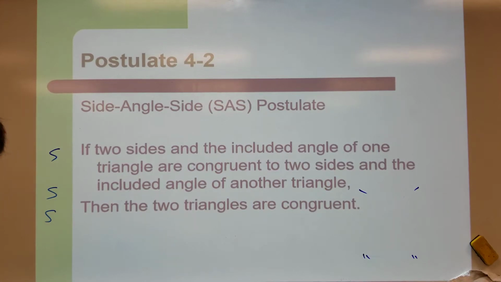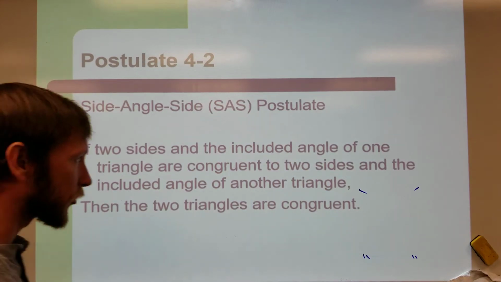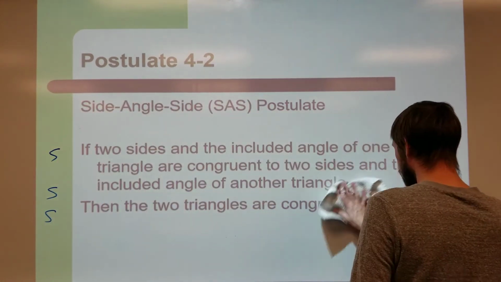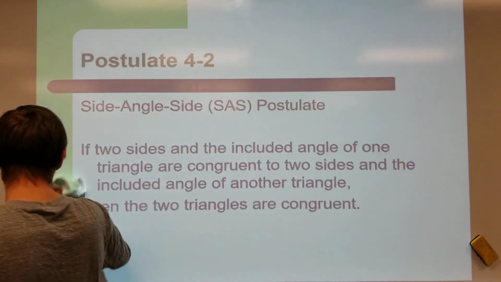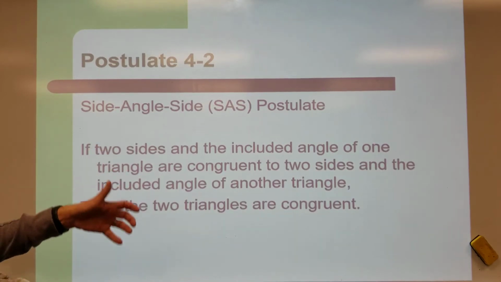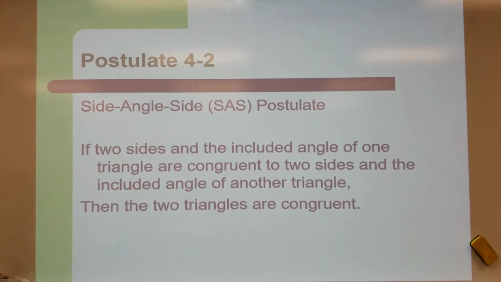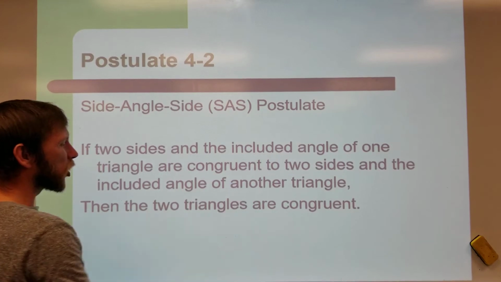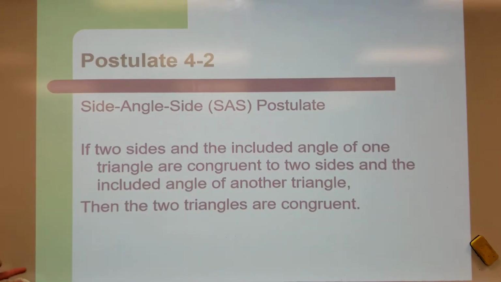There's another shortcut called the side angle side postulate. The side angle side postulate says if you've got two pairs of sides and the included angle in one triangle, if you've got two sides and the included angle in one triangle congruent to two sides and the included angle in another triangle, then those triangles are congruent. So we've got to understand what this included angle is. So two sides and the included angle of one triangle, if they're congruent to two sides and the included angle in another triangle, then those two triangles are congruent.